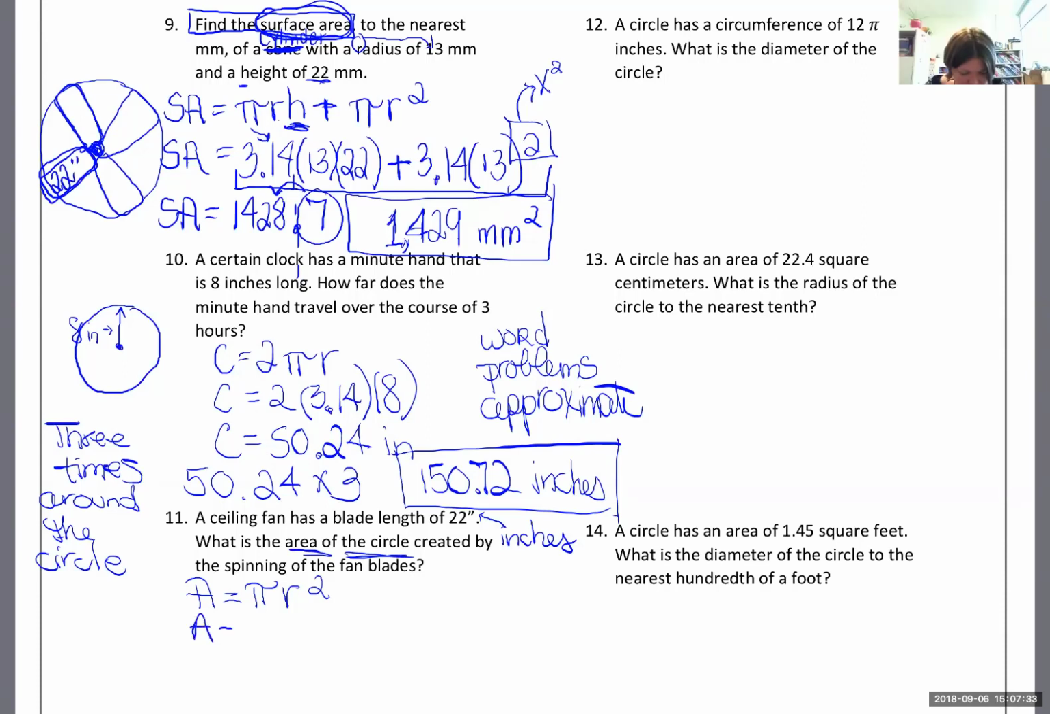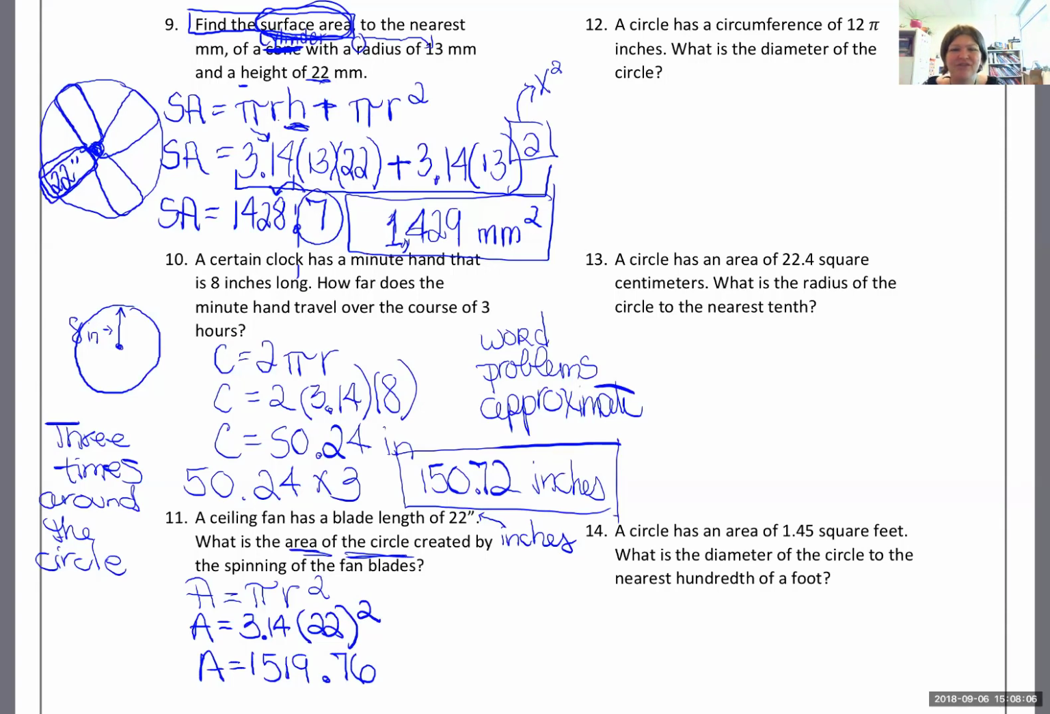A equals, this is a word problem, not a straight up geometry problem. We're having an application here. We're talking about a ceiling fan in the real world, so we would probably use an approximation for pi. Plug in 22 for r, and I'm going to square it. So 3.14 times 22 squared gives me a nice huge number, 1519.76. And once again, I do not see any rounding directions.